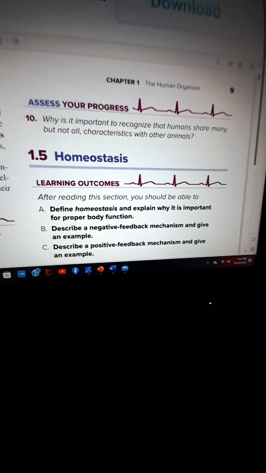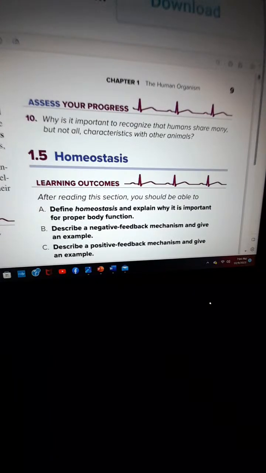Okay, now we're going to read about homeostasis. I know a lot of you guys have heard this term, but might not know what it means.